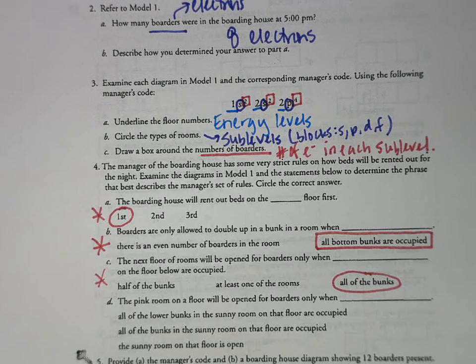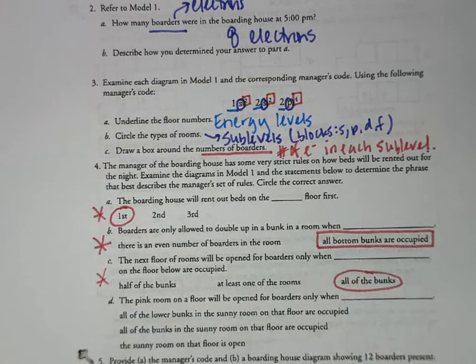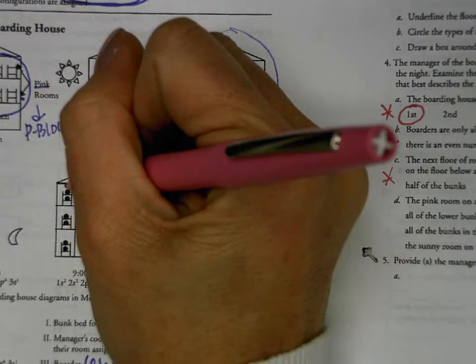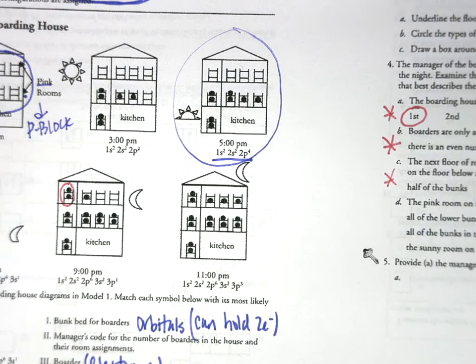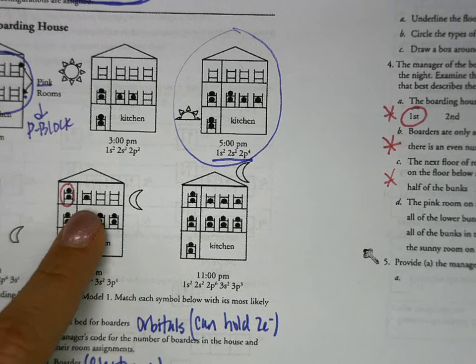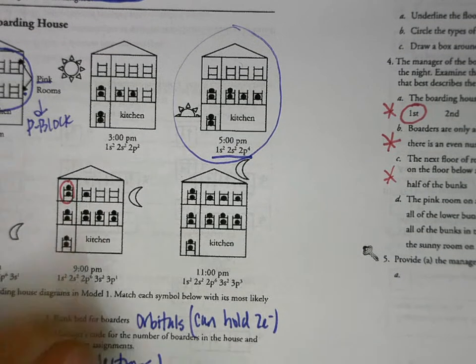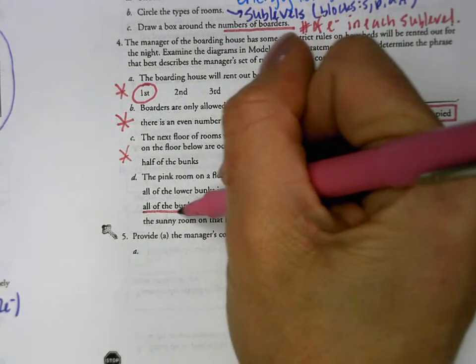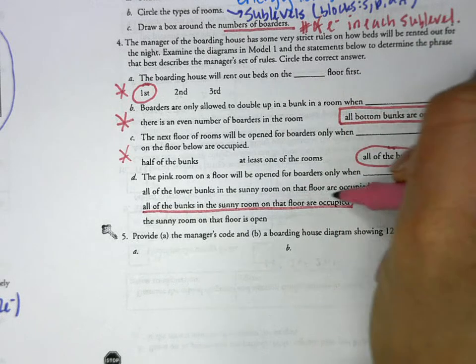Let's see which one's a good example for that. I think 9 p.m. shows it well. You have, right, this is filled and then they added one to the pink room on the 3rd floor, so they won't add one to here until that is filled up. Okay, so the answer for D would be when all the bunks in the sunny room on that floor are occupied.